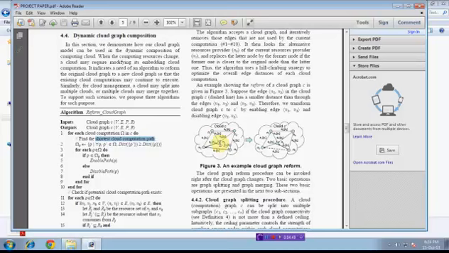This first algorithm is the reform cloud graph. Next, we can see the next algorithm, the split graph.